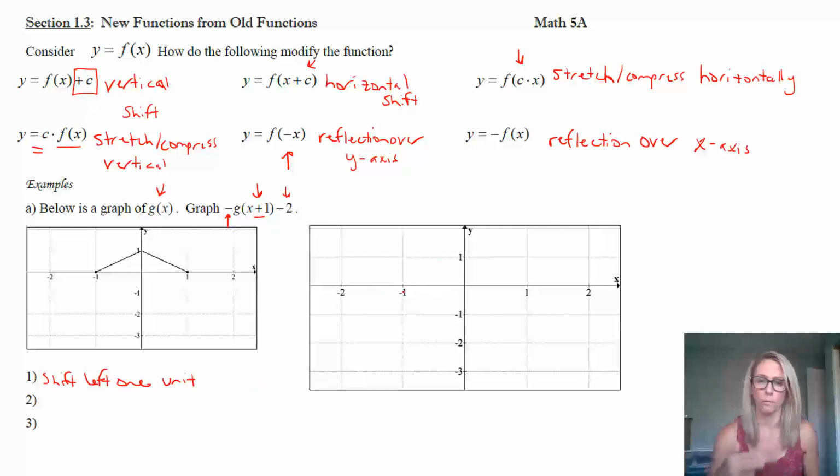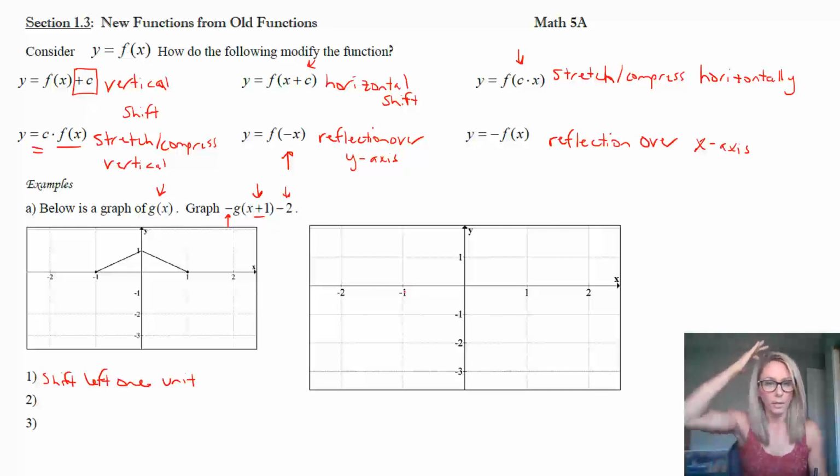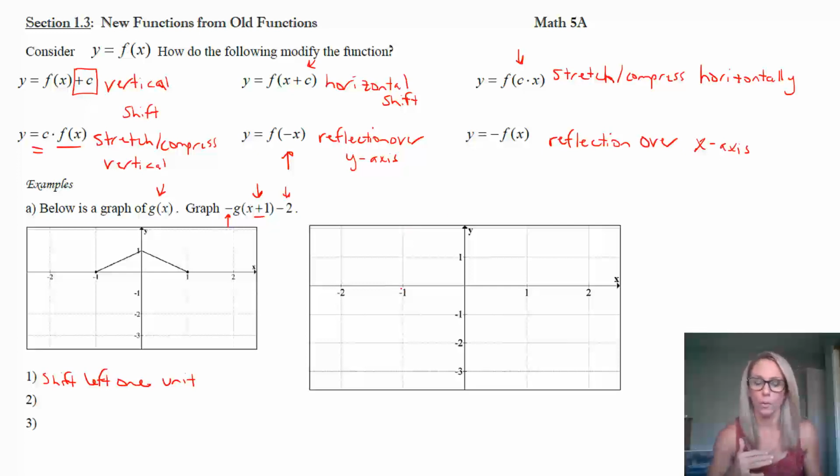So every x value now is, as you can imagine, you're taking every x value and you're adding 1 to it. And so you might think that that moves it to the right, but it actually does the opposite. So we're going to have a -2 instead of the -1 x value. And we're going to have this whole thing shift 1 unit to the left.